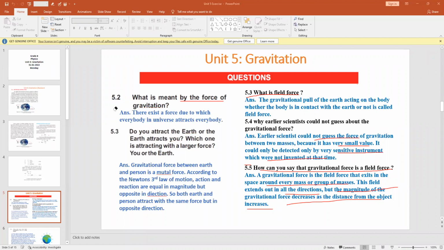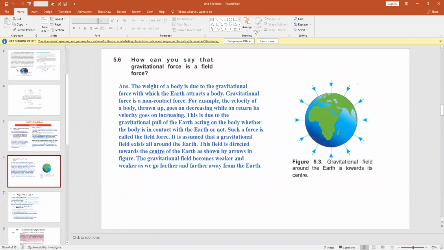So this is the answer of 5.5. Those students who have already answered these questions in their notebook don't need to repeat them. But those who haven't done it have to do it in their notebook. Then the next question is 5.6.